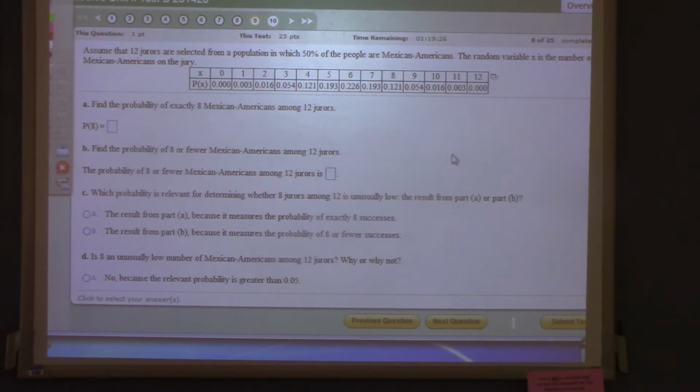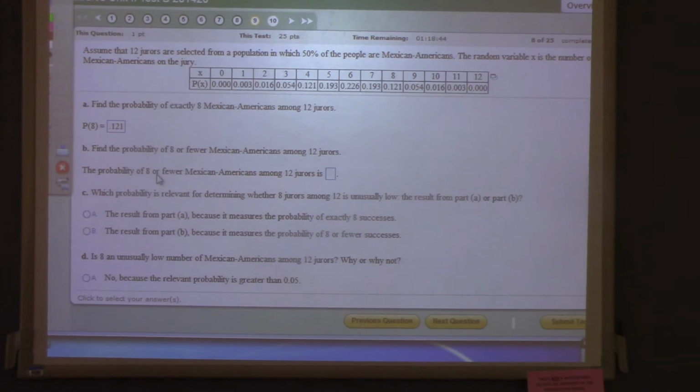All right, now this one is not that difficult, but I'm gonna show you how to do it. First of all, find the probability of exactly 8. So you look up 8. There it is, right there. What is it? 0.121. That was hard. Find the probability of 8 or fewer. So what are you going to do? 8 or fewer. You're going to add up what? Or fewer. Or means what? Add. Yes, that's right, class. Thank you for the interaction.